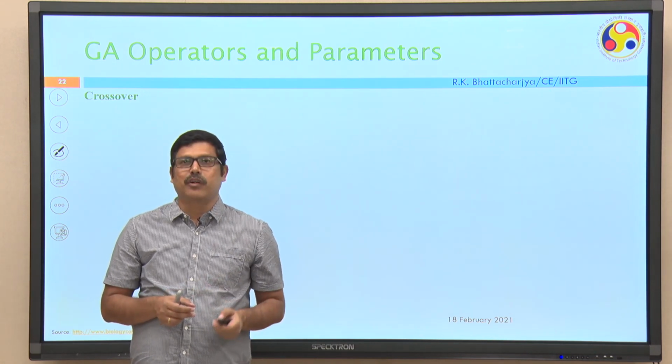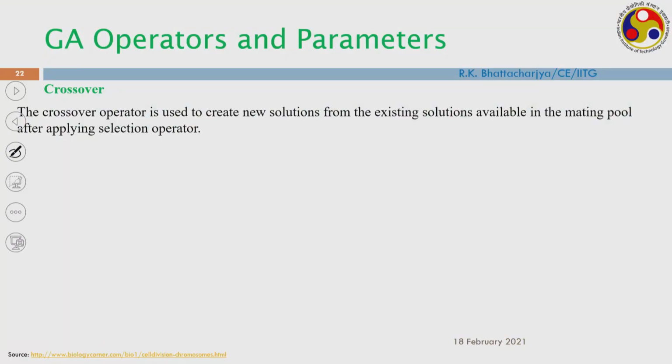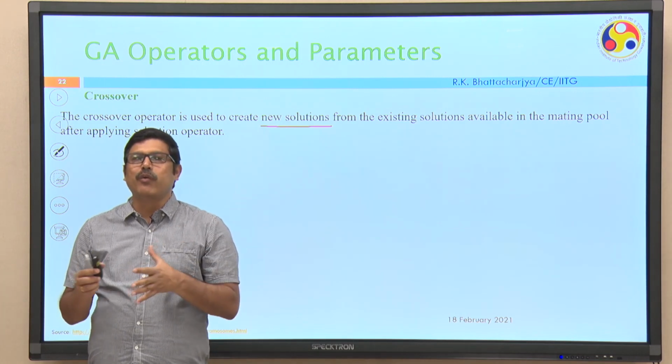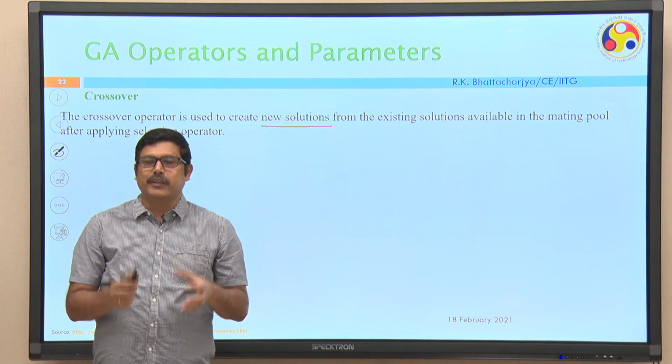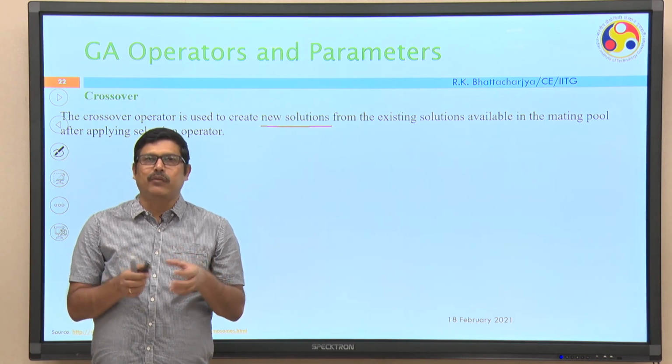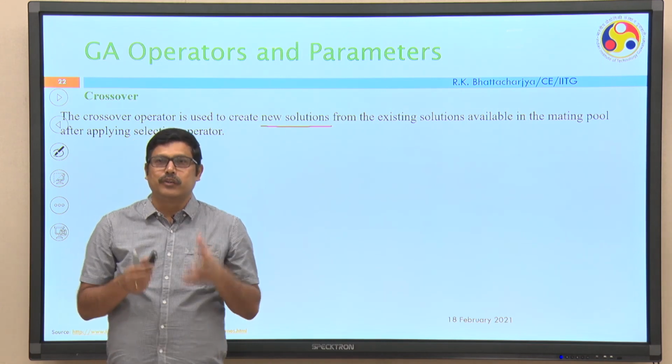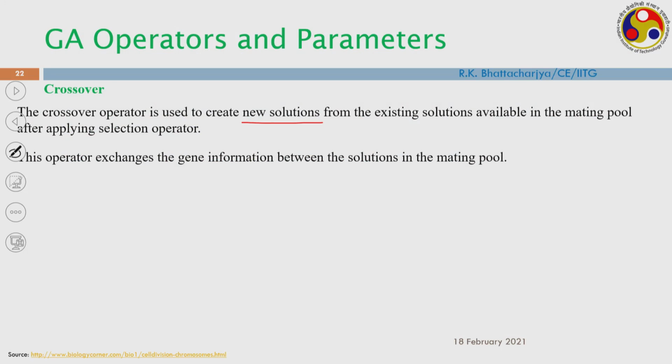So, I will explain the crossover operator now. As I said, the crossover operator is used to create new solutions from the existing solutions available in the mating pool after applying the selection operator. So, what is the mating pool? The mating pool is whatever solutions you get after applying the selection operator, and we can apply the crossover operator on those solutions. This operator exchanges the gene information. I will explain what gene information is; as of now, we have not seen any gene information. So, this operator exchanges the gene information between the solutions in the mating pool.